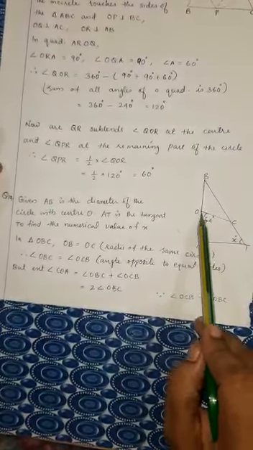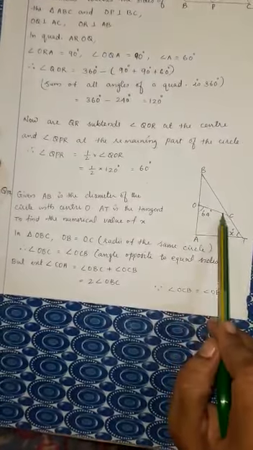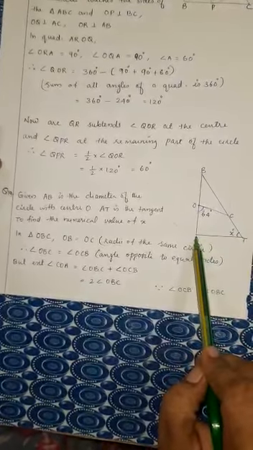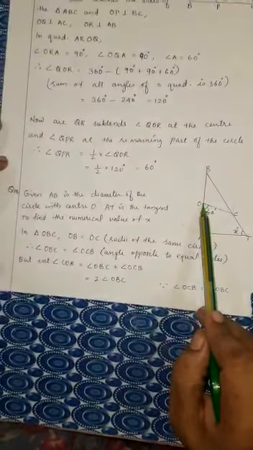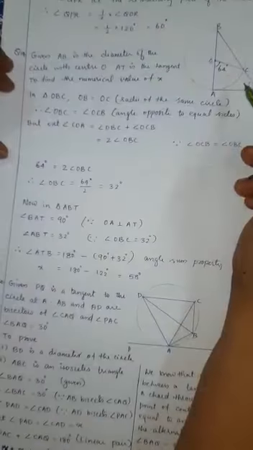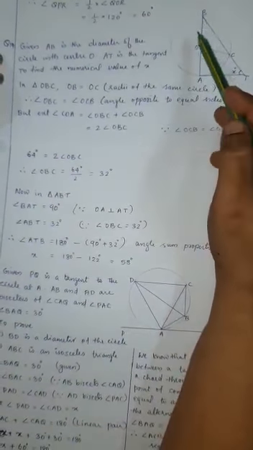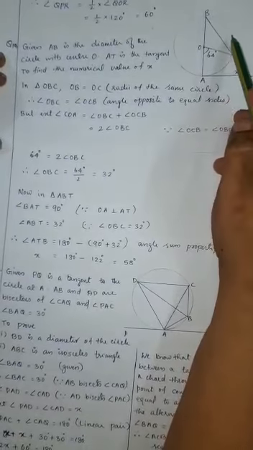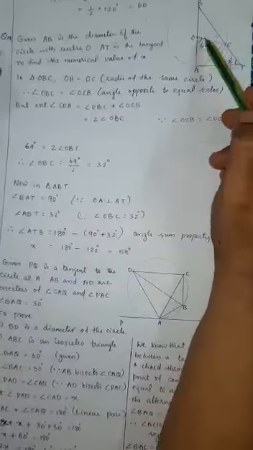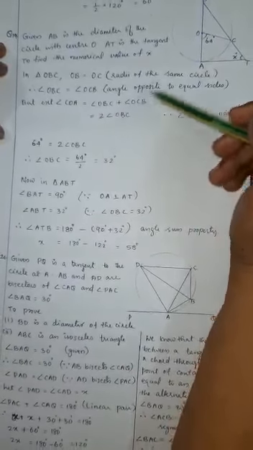But angle OCB is equal to angle OBC. Therefore, angle COA is equal to 2 times angle OBC. That is 64 degree is equal to 2 times angle OBC. Therefore, angle OBC is equal to 64 divided by 2 equal to 32 degree.